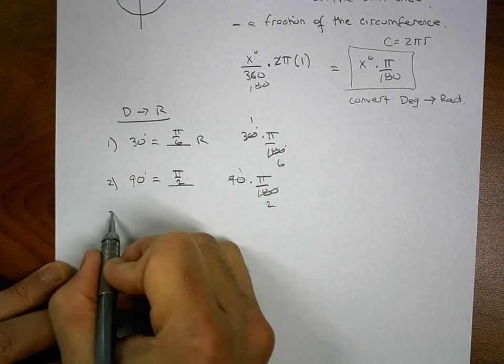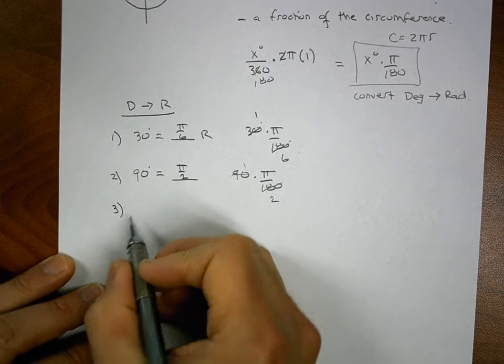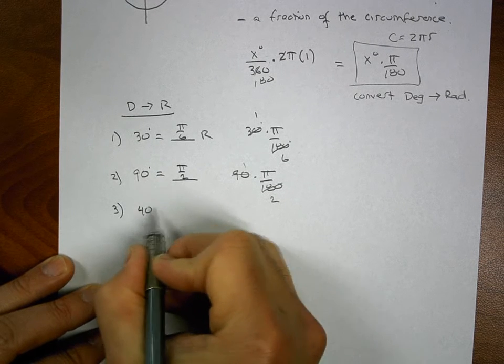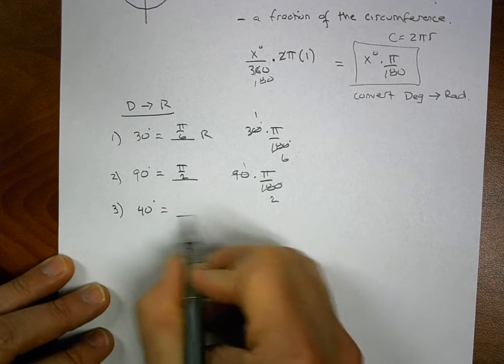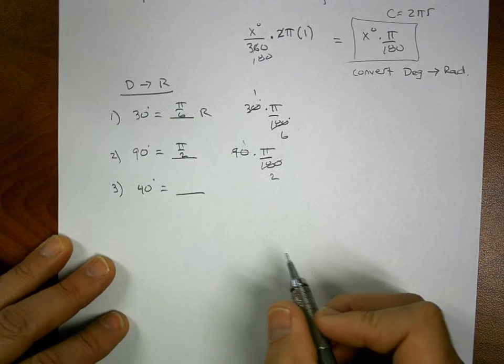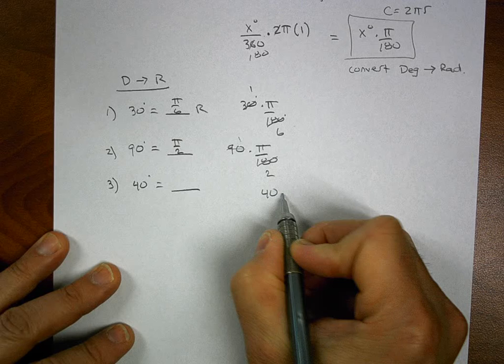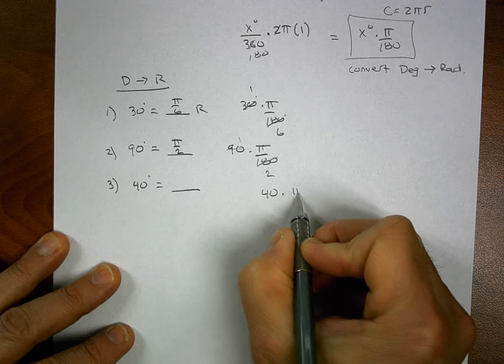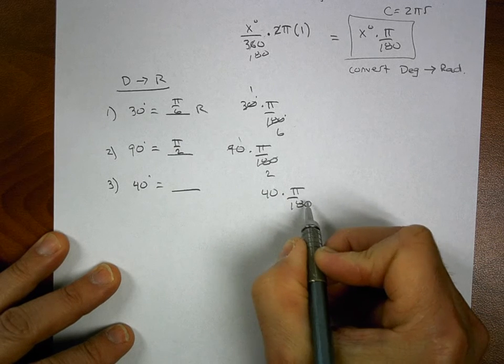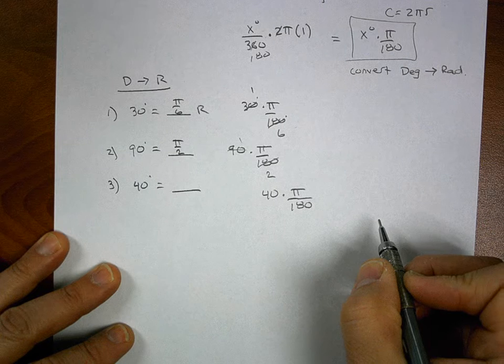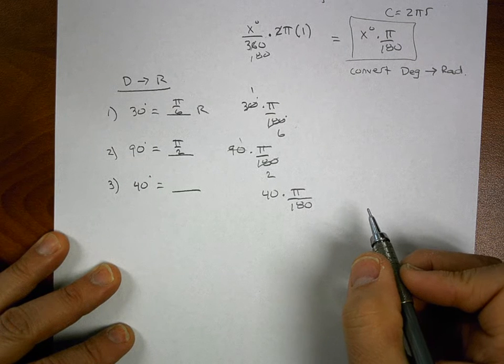So let's say we didn't have a common one that we memorized. It's 40 degrees. Let's see what that is in radians. So we'll do the same thing. We'll take 40 degrees, and we'll multiply it by pi over 180. And we reduce this fraction, and that's how many radians we have.